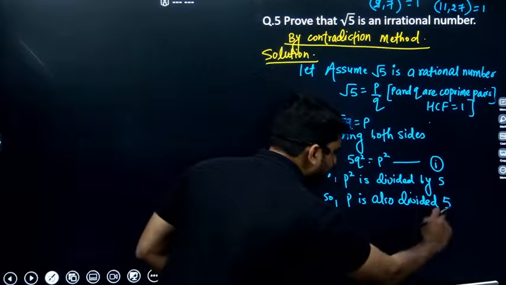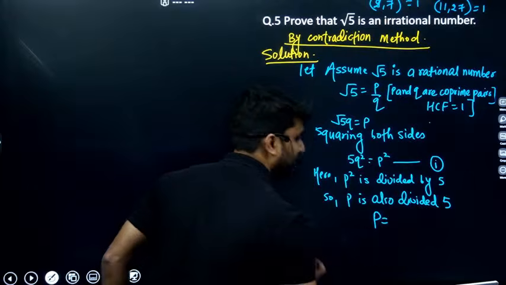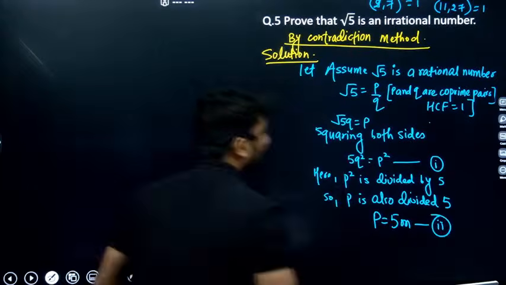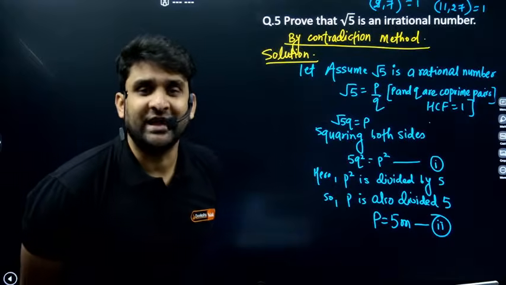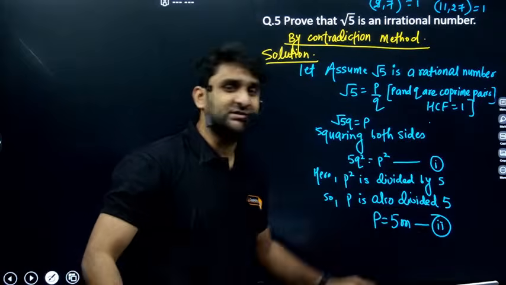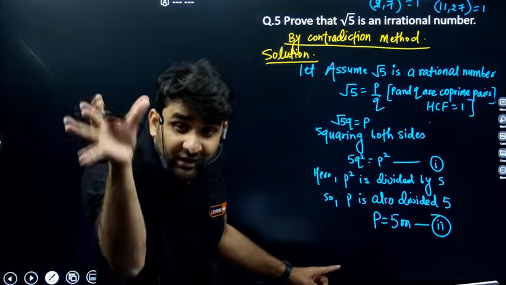Now, if P is divided by 5, we can write this statement in equation form: P is equal to 5M. Now you might be confused, sir, what is this M? Listen everyone, forget everything and please focus only on this line: P is also divided by 5.